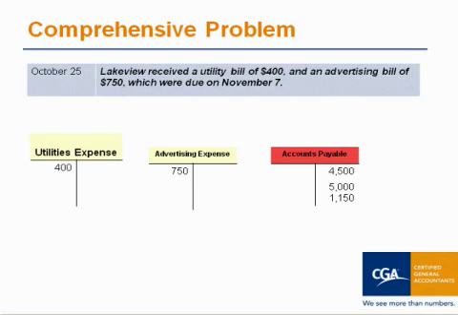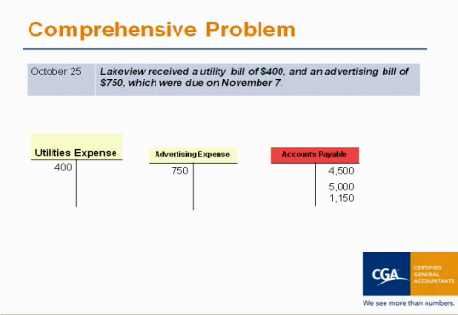For October 22nd, we're told Lakeview received a utility bill of $400 and an advertising bill of $750, both of which were due on November 7th. So utility bill and advertising bill, these are both expenses that have been incurred. We're going to record the utilities expense of $400 by debiting utilities expense $400. We'll also recognize the advertising expense of $750 and we'll debit advertising expense. These are both expense accounts, natural balance, debit side, which is a left-handed posting.